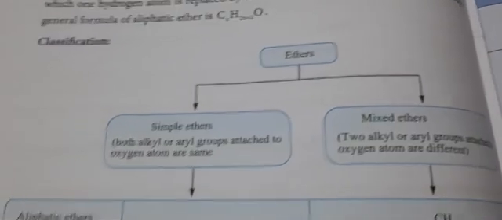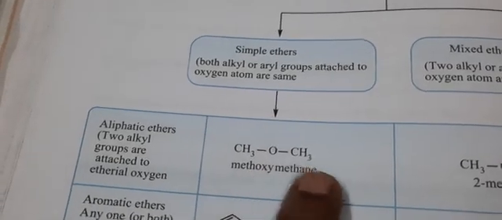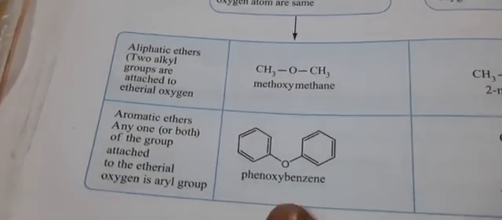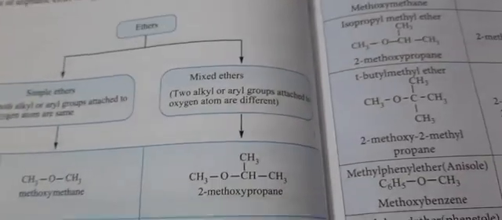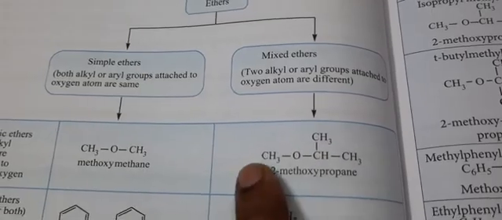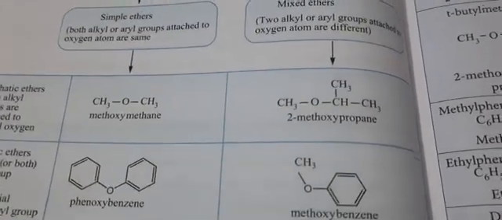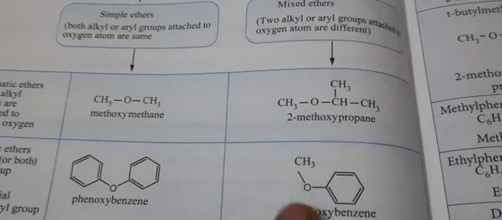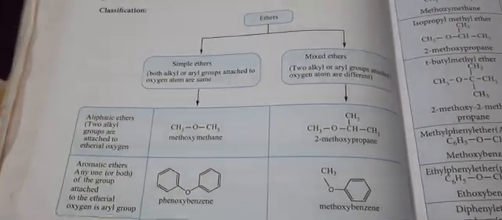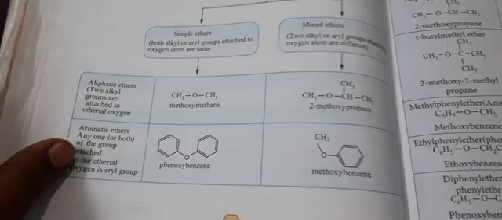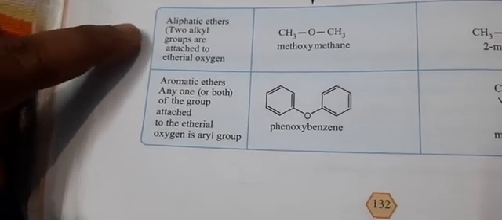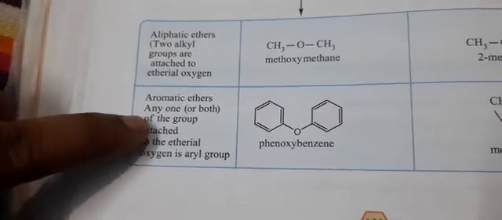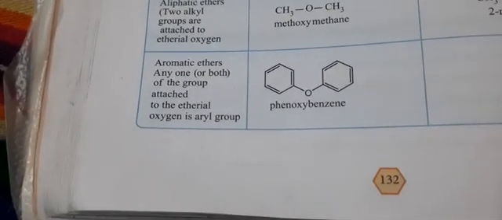Simple ether means oxygen attached with two same alkyl groups; that is called a simple ether. If oxygen is attached with two different alkyl groups, that is called a mixed ether. And based on these examples, one more classification is also given, that is ether classified into two. One is aliphatic ether, another one aromatic ether.